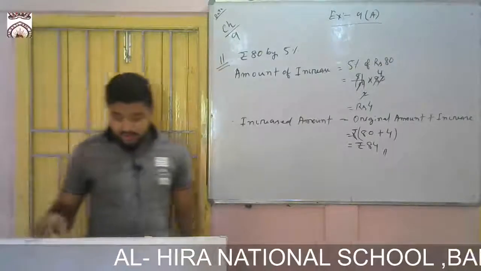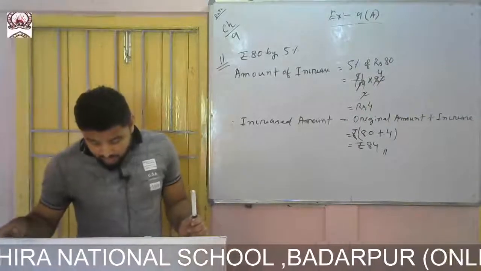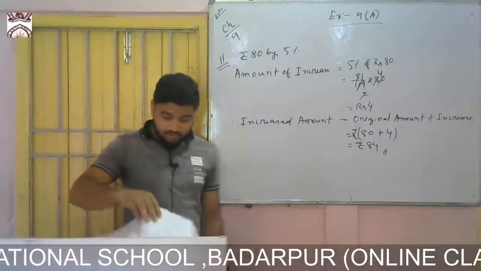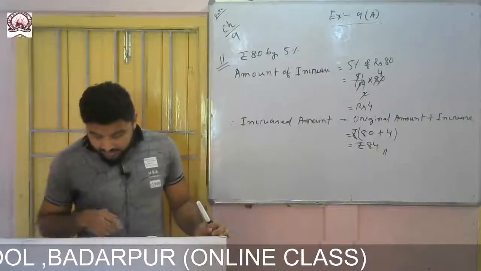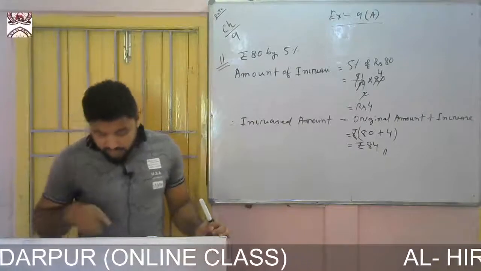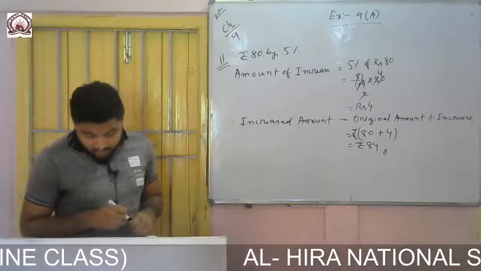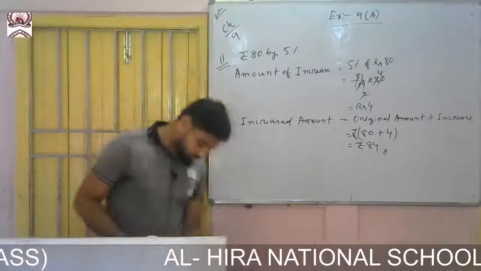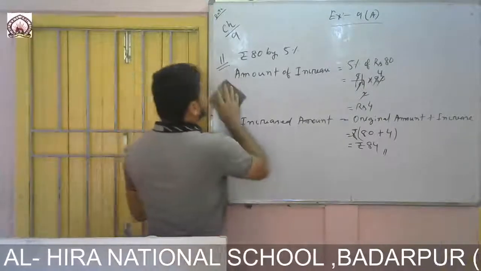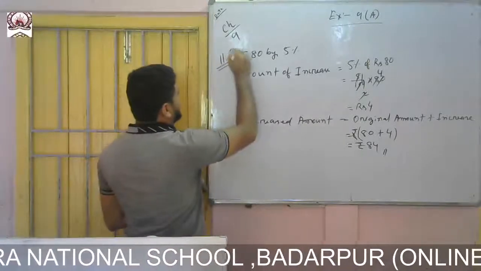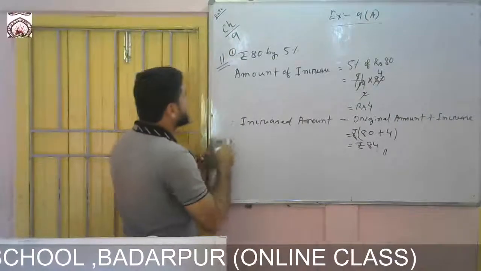Now come to question number 3. 120 by 1 by 3%. Sorry, you do question number 4. It is the same. If I solve question number 4, then you can do all. You just break the fraction, then you can do. So come to question number 4, we shall solve.